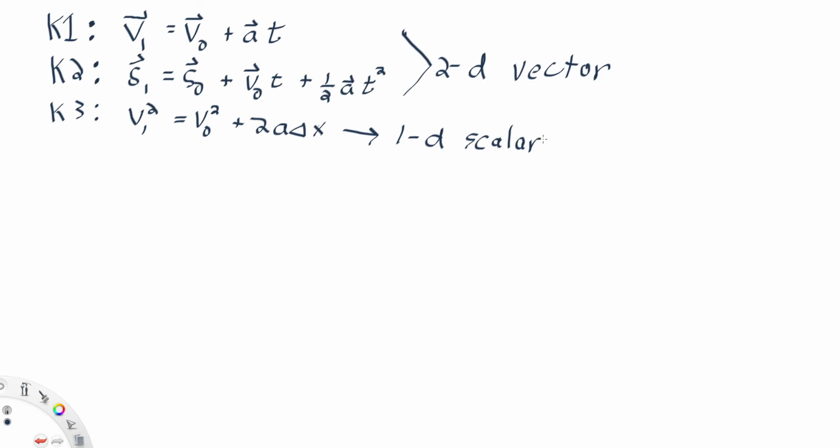Sorry, can you repeat what it means to be a 2D vector and a 1D scalar? Yeah, so in a 2D vector equation, you can consider the x and the y direction at the same time. For the third one, though, we can only consider x or y, but not both.